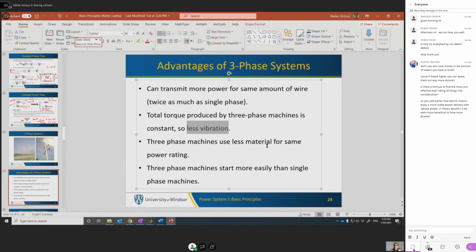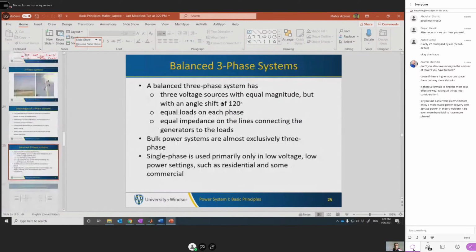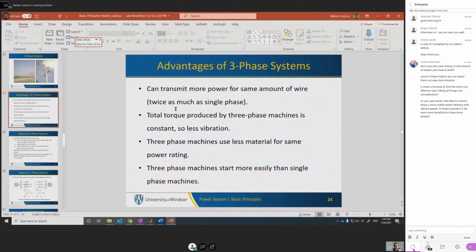They use less materials, and they can also start easily, because when we have multi-phase machines, we can generate a rotating magnetic field inside the air gap of the machine. We don't need an auxiliary coil to generate this rotating magnetic field, which is needed in single-phase machines. We don't need any auxiliary coils or windings to help the machine start. So these are the main benefits of three-phase systems.